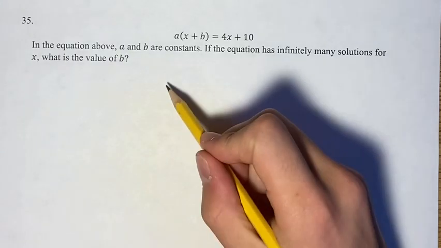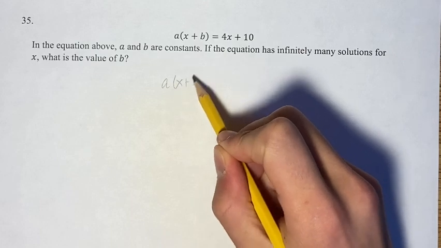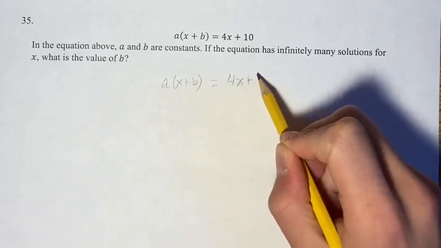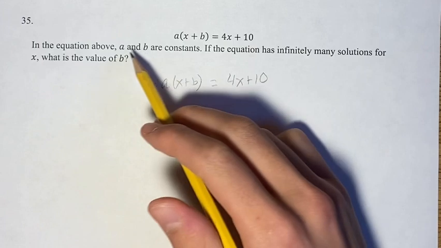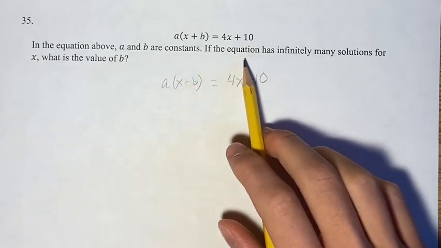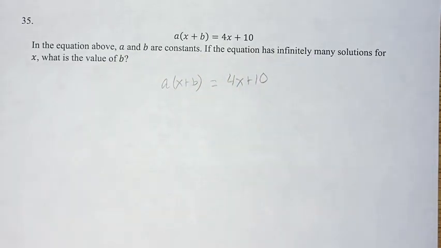In this problem, we're given the equation ax + b is equal to 4x + 10. In this equation, a and b are constants, and if the equation has infinitely many solutions for x, what is the value of b?